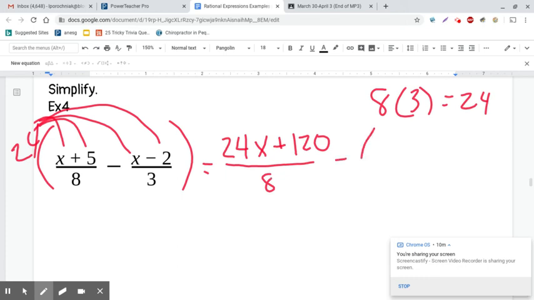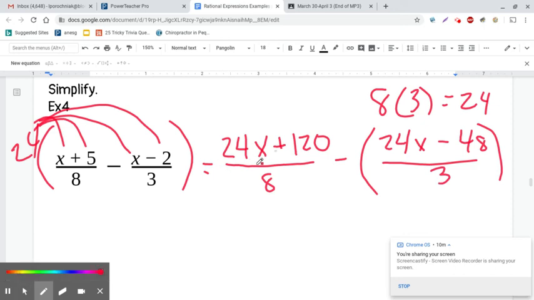Then we're going to subtract. Remember, I do all that nice parenthesis. 24 times x is 24x. 24 times a negative 2, guys, don't forget that negative, is a negative 48. Keep that whole thing over 3. Now we are just going to divide. 24x divided by 8 gives us 3x. 120 divided by 8 gives us 15.